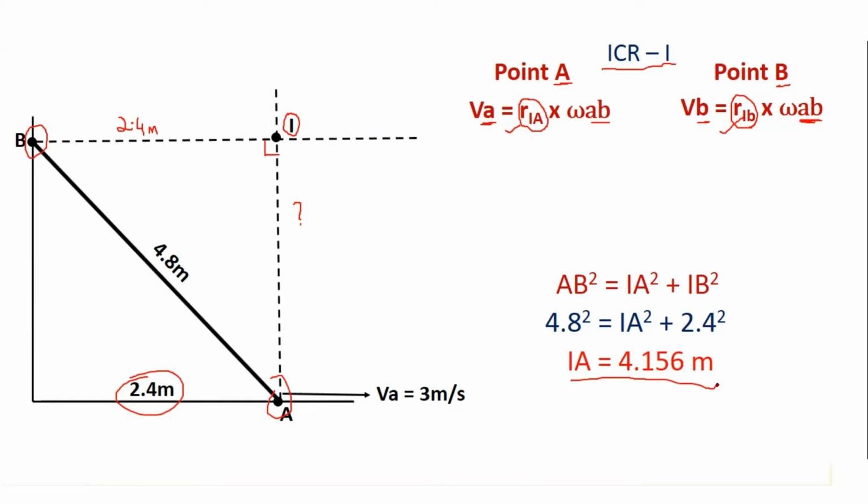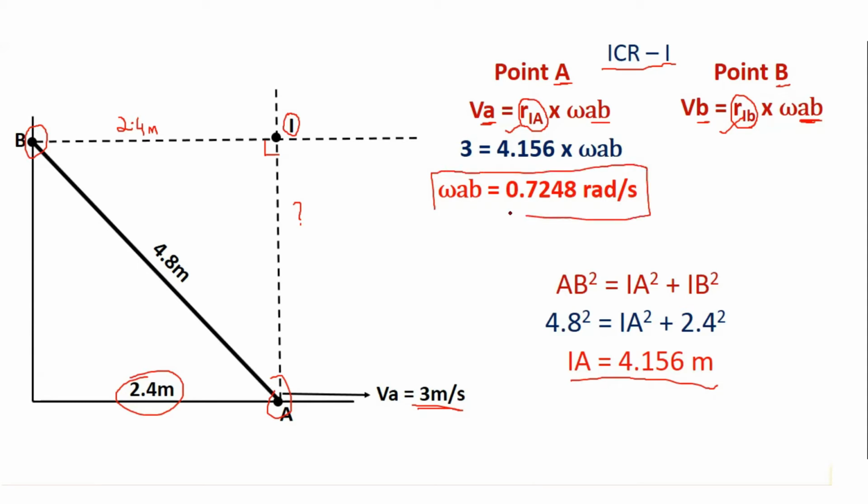Now put these values in the above equation. So what I will get? See here, in this case, VA is already known to us as 3 meter per second. So in place of VA, I will write 3. In place of RIA, we have already found out 4.156. So I will substitute that, and with this, I will get the answer for omega AB. So omega AB is equal to 0.7248 radian per second.